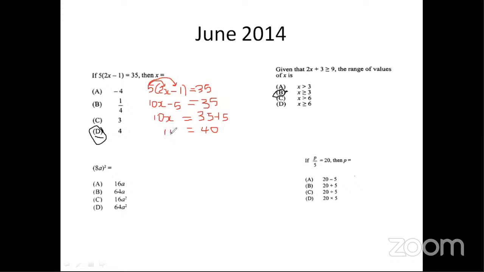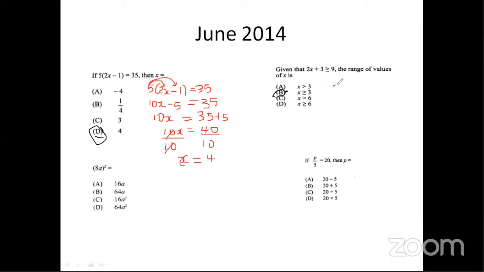So we have 10x equals 40. What's our next step? Divide both sides. Divide by what? 10. So we're moving the 10. It was multiplying, so we're dividing each of our sides by 10. So we now have x, first, cancel. We have x is equal to 4, which is D.